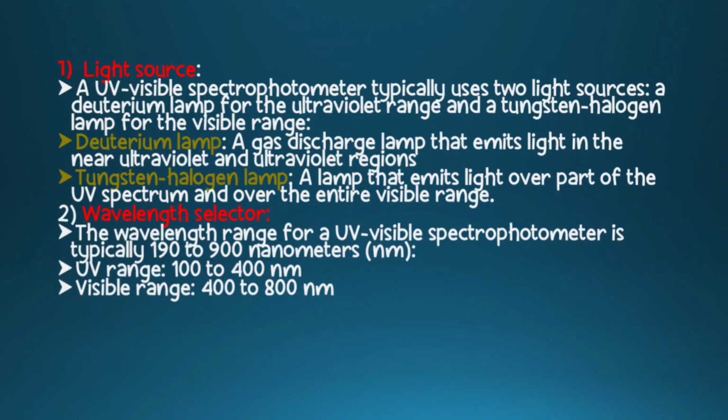Deuterium lamp is a gas discharge lamp that emits light in the near ultraviolet and ultraviolet region. Tungsten halogen lamp is a lamp that emits light over part of the UV spectrum and over the entire visible range. And second one, wavelength selector. The wavelength range used for UV visible spectrophotometer is typically 190 to 900 nanometer. UV range 100 to 400 nanometer and visible range 400 to 800 nanometer.